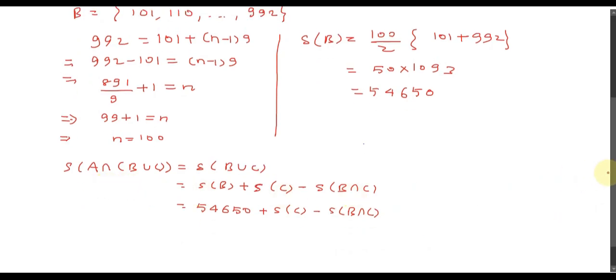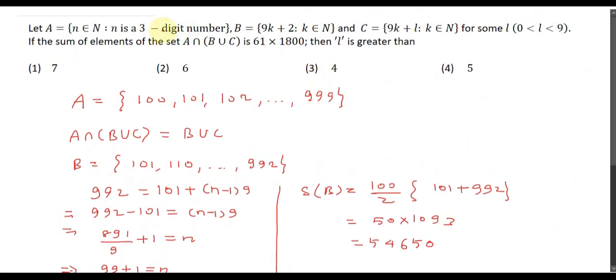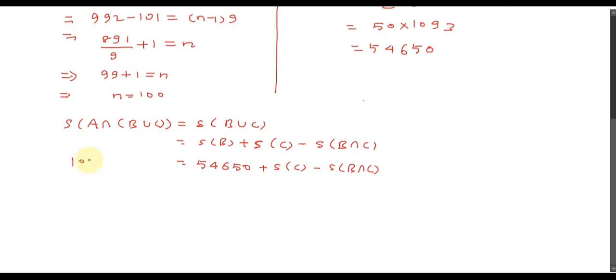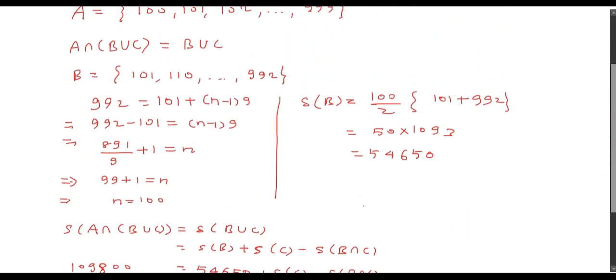And it is already given that the sum of elements of set A intersection of B union C is 61 into 1800, and this multiplication will give 109800. Okay, so it is 109800. Okay, now let's find the sum of 3-digit numbers of set C.